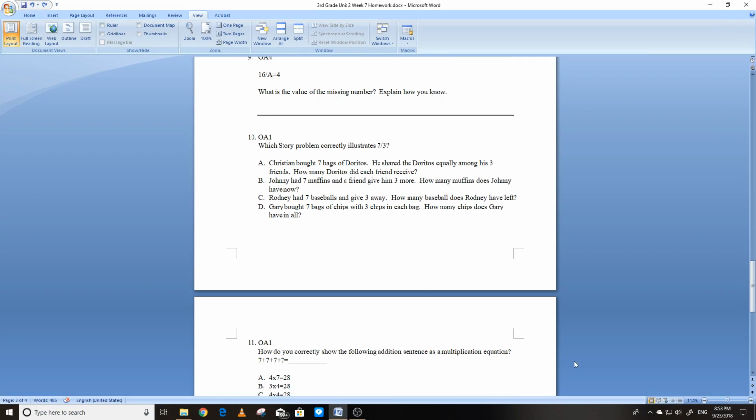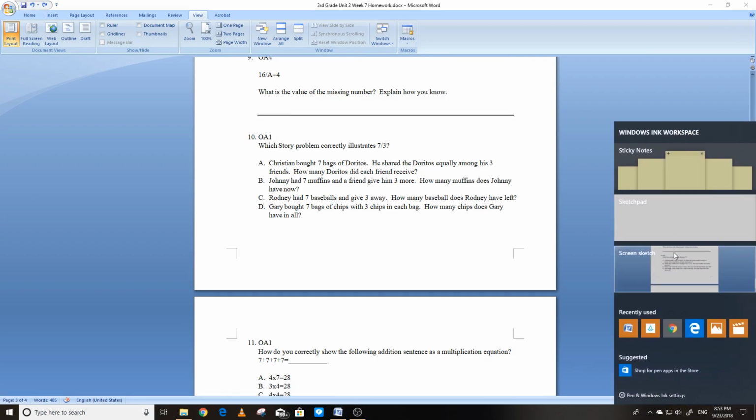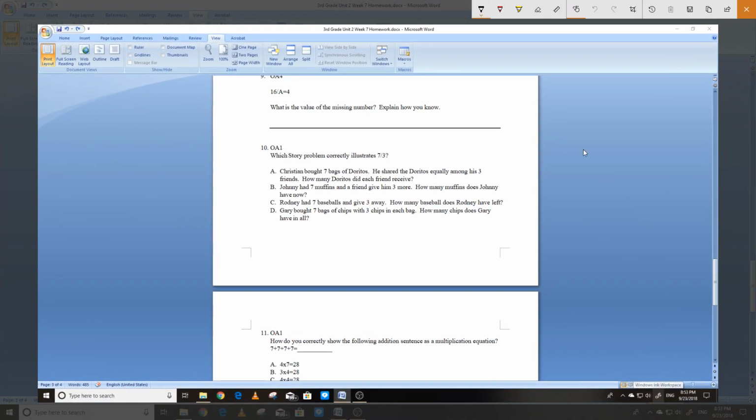Let's take a quick look at number 10. Number 10 is another very interesting question we must master. By now, you should be able to do this really quickly and efficiently. It says which story problem correctly illustrates 7 divided by 3. Since it's a division problem, we're looking for the word equally. This is the key word here that signifies divide. Which sentence has this word in it? That's the first thing I'm going to do because this will not take a lot of time.